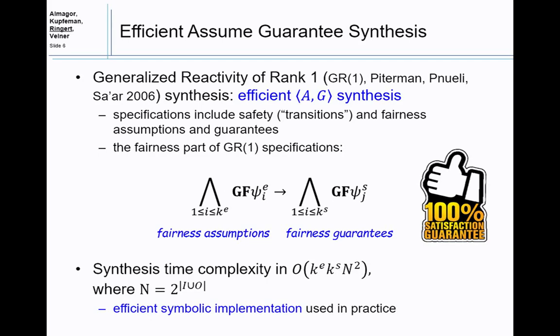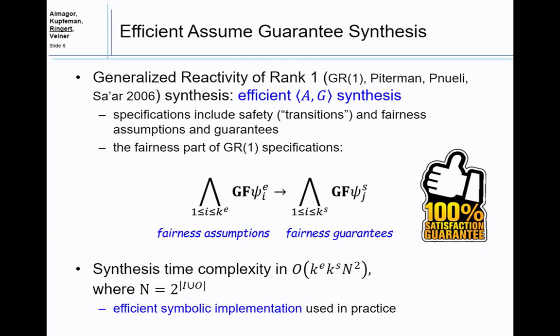We have a set of assumptions, and we say if globally, finally, these propositions are satisfied, then it implies that we will have these fairness guarantees also satisfied. So this would be a generalized Reactivity 1 objective. And the synthesis time complexity here is the number of fairness assumptions times fairness guarantees times the state space squared, where the state space would be 2 to the number of inputs and outputs.